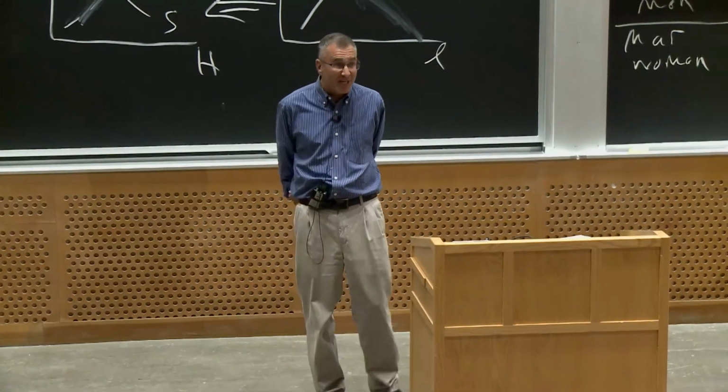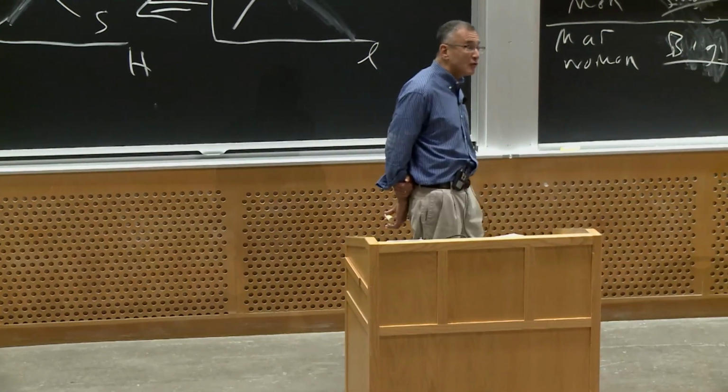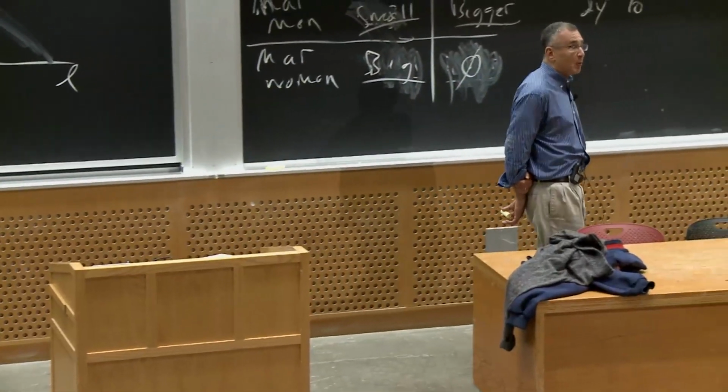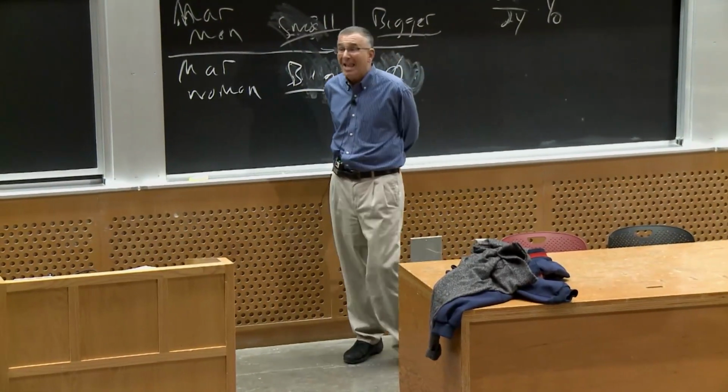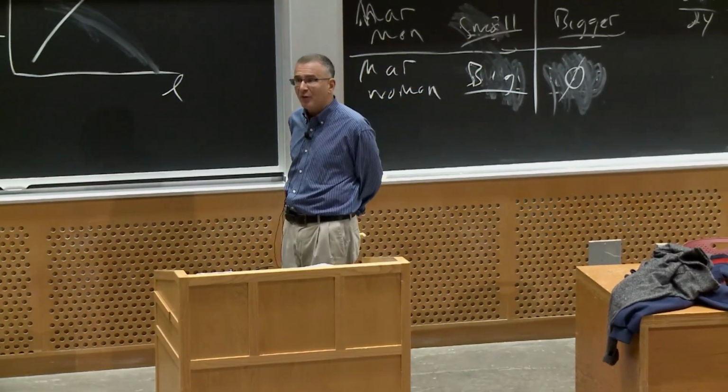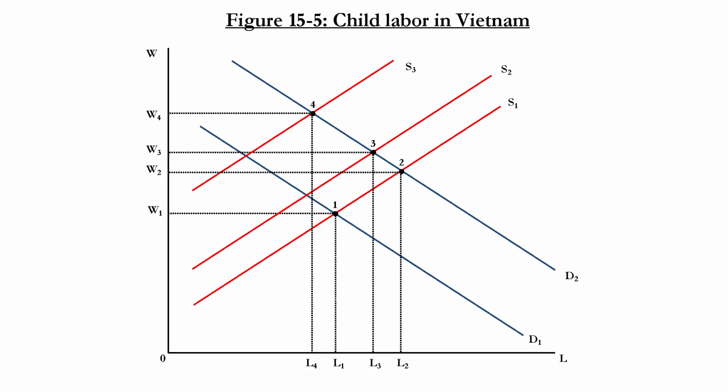People of Vietnam care about their kids. They want their kids in school, not working. So while it's true the demand for child labor went up, the supply of child labor decreased because people didn't want their kids to work. So there's an opposite inward shift of the supply curve. And indeed, if that shift was big enough, you see a shift from S1 to S2, if it was big enough all the way to S3, child labor could fall.